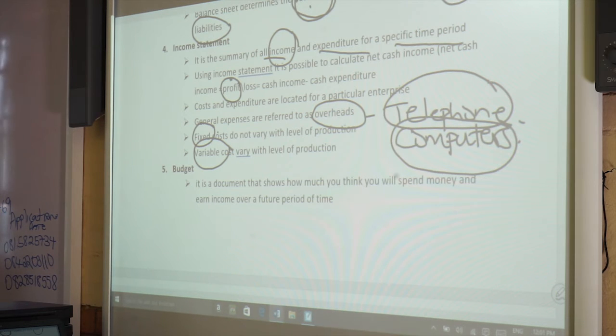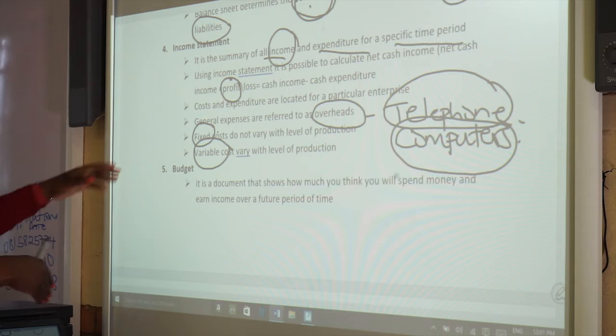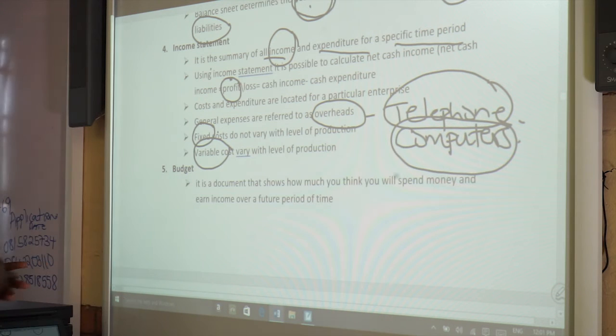And then variable cost. Variable costs vary with the level of production. When the production increases, the cost increases. When the production decreases, the cost decreases. A very good example of this is water. When we've got more cattle on a farm, more water is going to be used, so the cost is going to increase. When we've got more cattle on a farm and we're milking them, what is going to happen? The electricity costs are going to increase. The fewer the cattle we have, the electricity costs are going to go down. So all of these things, we find them in an income statement.